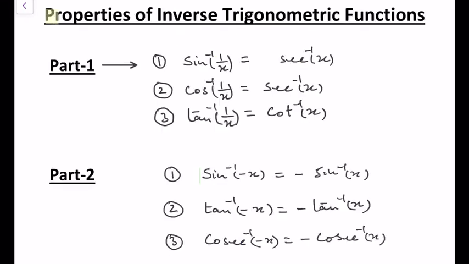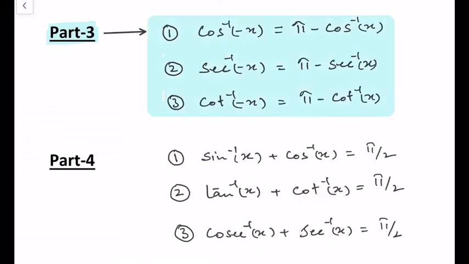So far we have proved these properties of inverse trigonometric functions in part 1, part 2, part 3 and part 4.